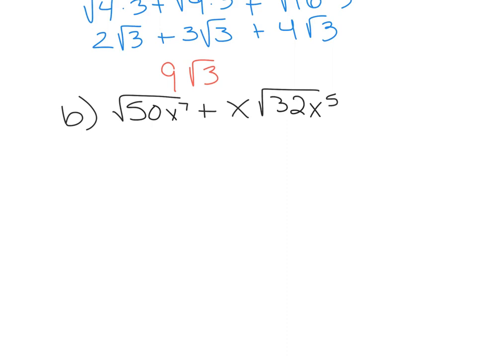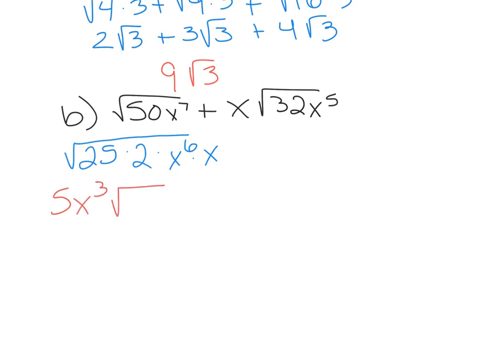Alright, so 50 is 25 times 2. And x to the 7, when we break it up, we can make it x to the 6 times x, because you always want to make your exponents into an even and one extra. When we square root this, a 5 comes to the outside, and the square root of x to the 6 is x cubed, so we're going to have a 5 and an x cubed on the outside. So this is going to be 5x cubed square root of 2x, because that's what's left in.